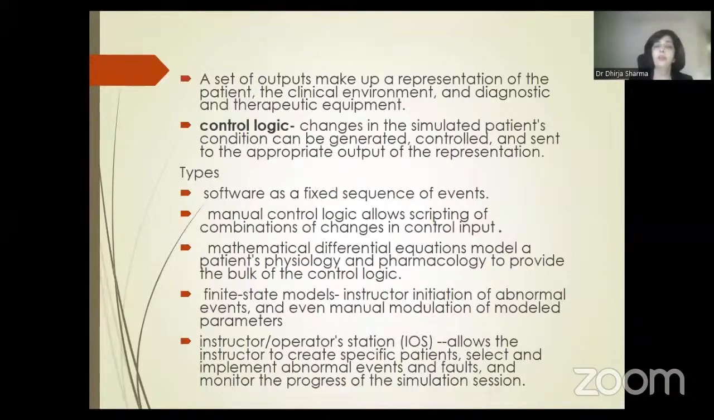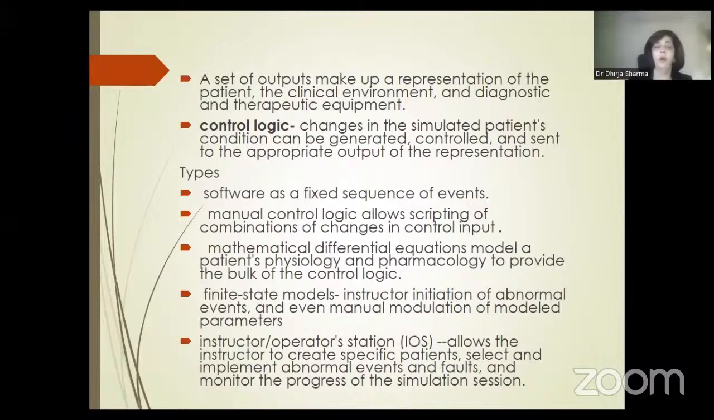Control logic for this: the changes in simulated patient condition can be generated, controlled and sent to the appropriate output of the representation. And this can be done in software as a fixed sequence of events, or there can be a manual control logic which allows scripting of combinations of changes in control output. This is quite common in the Laerdal simulator.